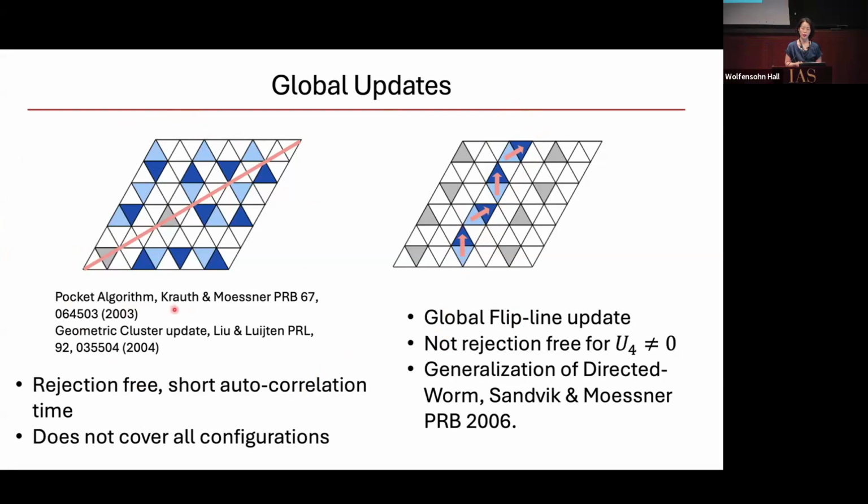The first is the pocket algorithm explored by these two groups independently. And the other was this global flip line update. This pocket algorithm makes use of the fact that if I have one configuration, another configuration must be obtainable through mirror symmetry. And this pocket algorithm is rejection-free and enjoys short autocorrelation time. But unfortunately, it does not give us all the updates that we need. So then Kevin added an additional global flip line update, which is sort of a generalized version of the directed worm algorithm by Sandvik and Messner. This is not exactly rejection-free when we have the perturbation away from the exactly solvable point, but it still allowed us to reach equilibrium in many cases that we considered.